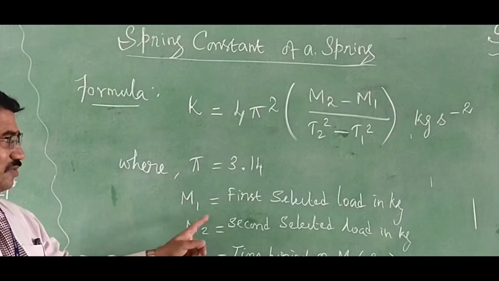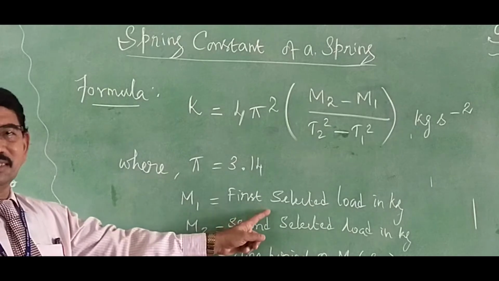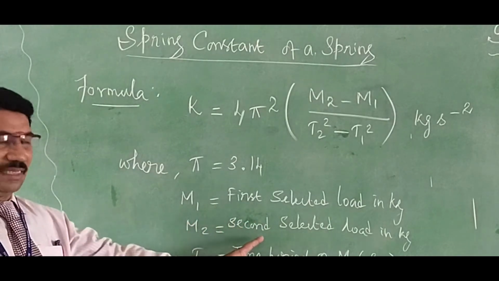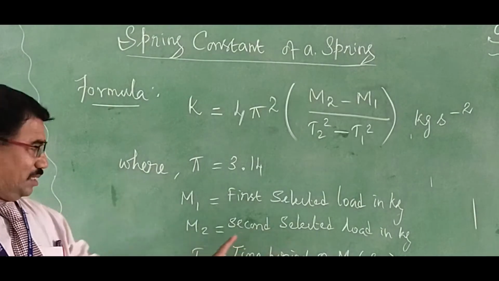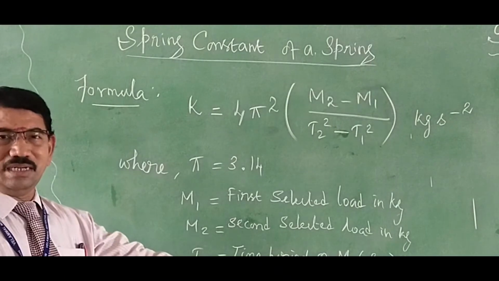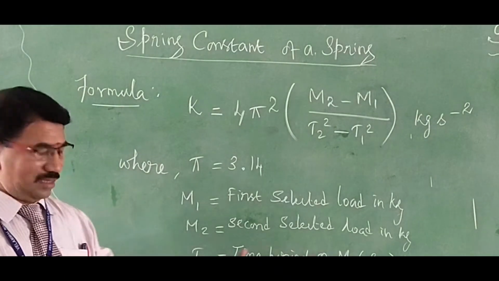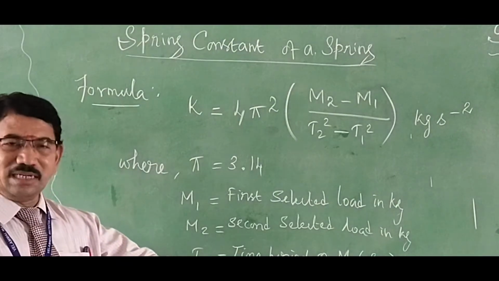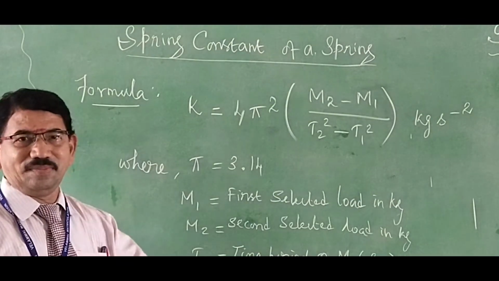m1 is the first selected load in kilogram. m2 is the second selected load in kilogram. T1 is the time period of the first load in seconds. T2 is the time period of the second load in seconds.